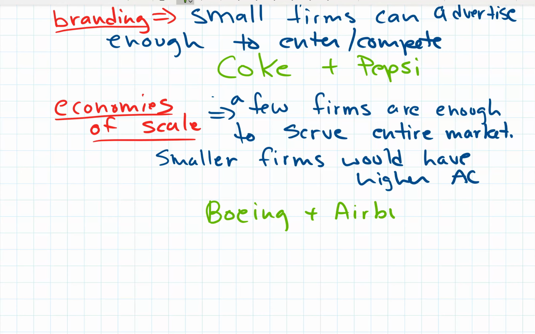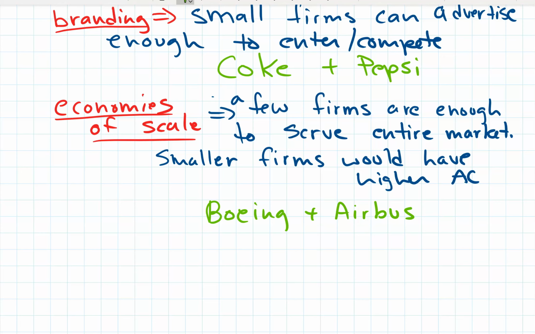An example here might be Boeing. There are other companies that can produce planes, but you have to reach a certain scale in order to be competitive. So one of the limitations to enter this market, and there are other ones, may be economies of scale. So we get the idea. There could be other things.